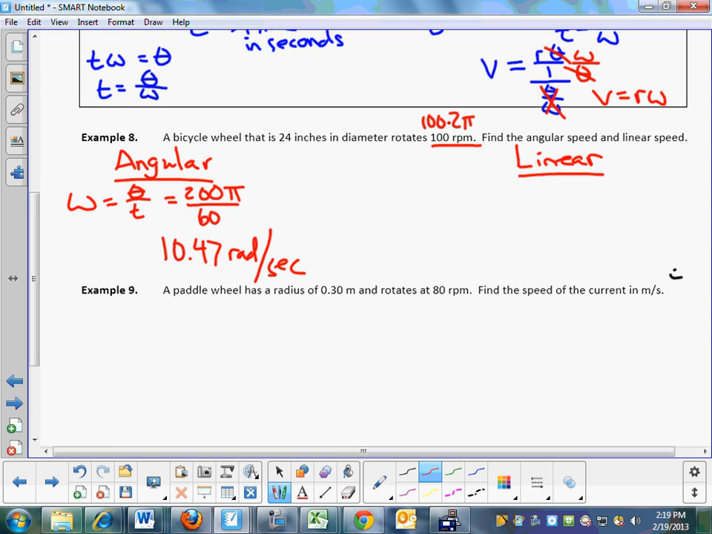10.47 radians per second. See it? Now, if I want to find the linear speed, all I have to do is say velocity is equal to r times omega. And you know what omega is? Omega is 10.47. So we get velocity is equal to r, what's the radius? 12 times 10.47. So we got 12 times 10.47.